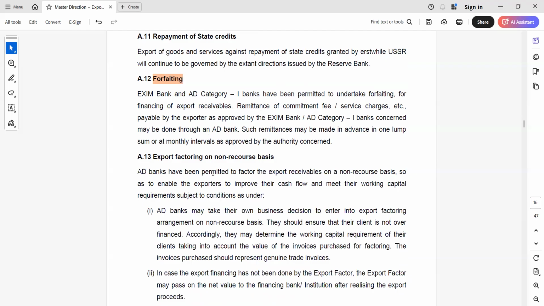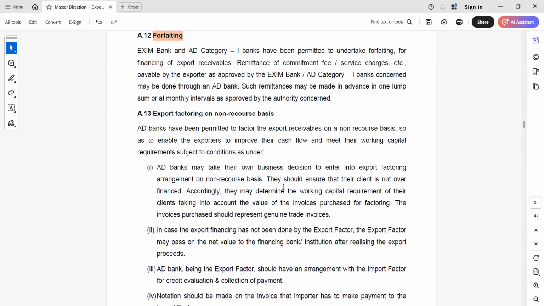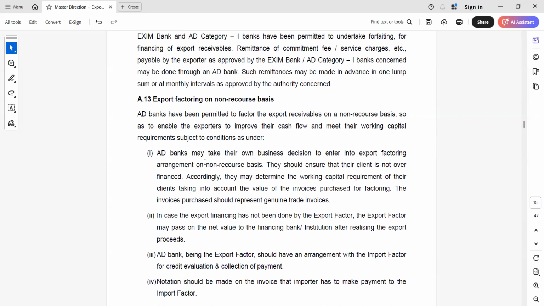Export factoring on a non-recourse basis. AD banks have been permitted to factor export receivables on a non-recourse basis so as to enable exporters to improve their cash flow and meet their working capital requirements, subject to conditions as under. AD banks may take their own business decision to enter into export factoring arrangements on a non-recourse basis. They should ensure that their client is not overfinanced.